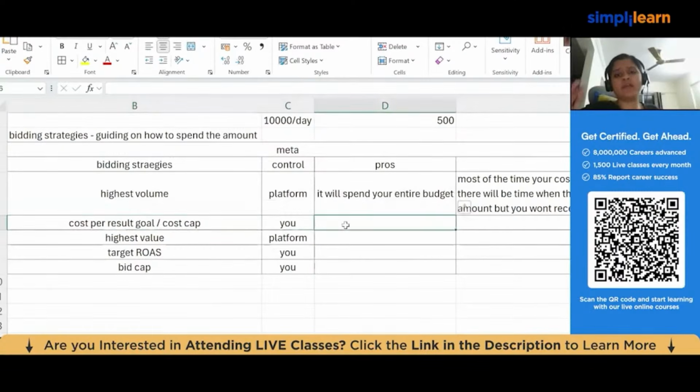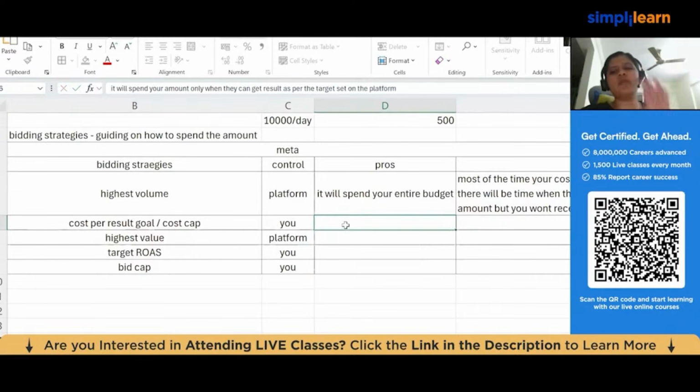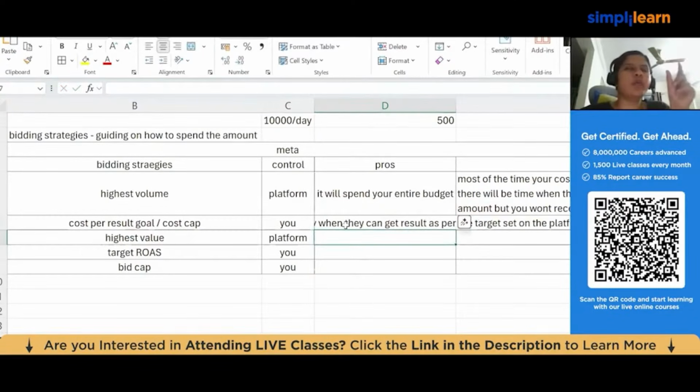So the good point of this bidding strategy is it will spend your amount only when it can get results as per the target set on the platform. Now you have told the platform that you want leads, but you don't want to pay more than 500 rupees per lead. Let's say there's an auction going on and someone has bid 600.